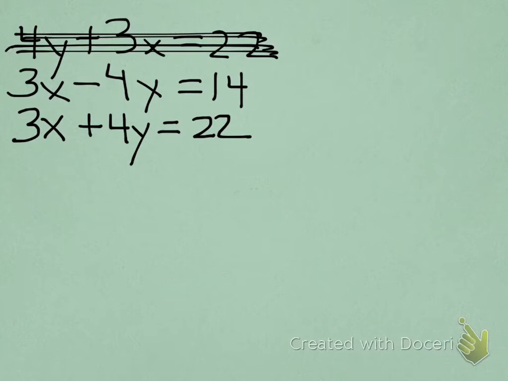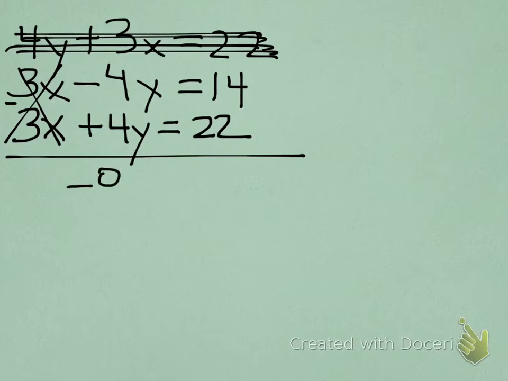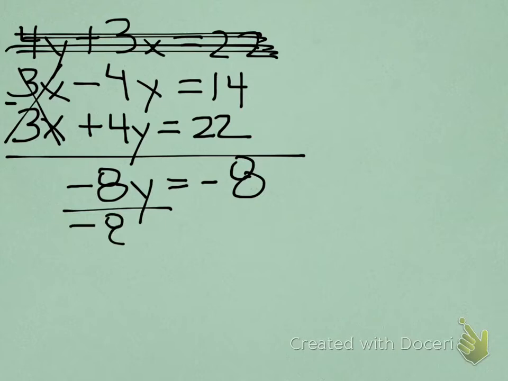I'm going to do the x's just because they're first, and that means I need to subtract. So I do 3x minus 3x, which cancels them out. Then -4 minus 4, which gives me -8y. And then 14 minus 22, which gives me -8. So I'm going to divide by -8 to solve for y, and y would be +1.